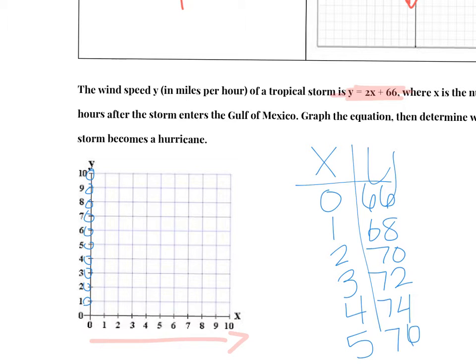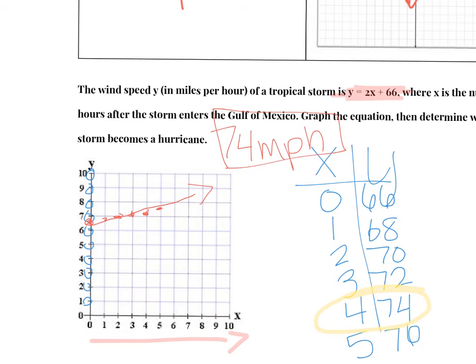And they want to know when the storm becomes a hurricane. And I found out through Google that a storm becomes a hurricane at 74 miles per hour. So the last thing you're going to need to do is graph this equation and then determine at what point it becomes a hurricane. Okay, there's your graph, and hopefully you have that it becomes a hurricane at 4. So after 4 hours, it will become a hurricane.